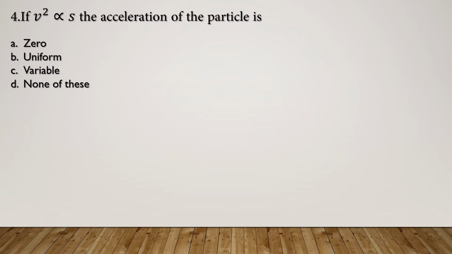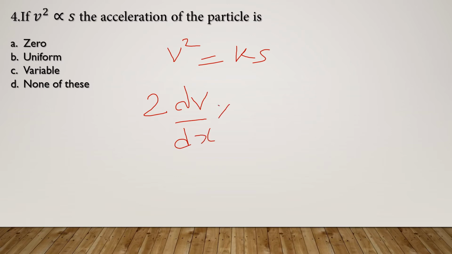Question number 4. If v square is proportional to s, the acceleration of the particle is. Now v square is proportional to s, which means v square is equal to k into s. If I remove the proportionality sign and introduce the equality sign, k will be introduced. So v square is equal to k into s, and differentiating with respect to s, we get 2 into dv by ds into v is equal to k, and therefore v into dv by ds is equal to k by 2.